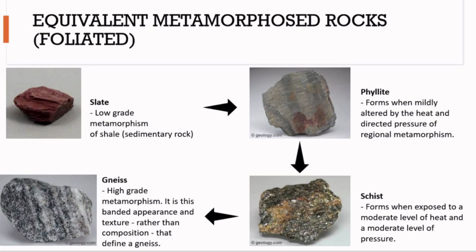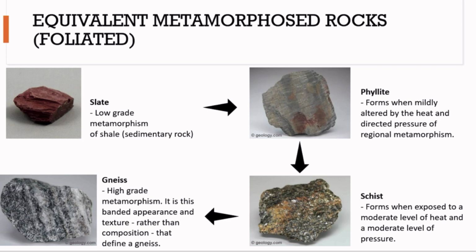Equivalent metamorphosed rocks. As we know, there are two types of metamorphosed rocks. One is foliated and the second is non-foliated. So these are the examples of foliated metamorphosed rocks. We have here the first one, slate. Slate undergoes low-grade metamorphism of shale, which is a sedimentary rock.